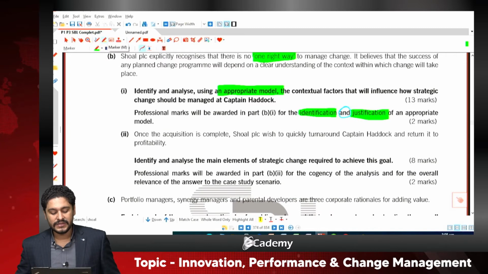Once the acquisition is complete, Shoal PLC wish to quickly turn around Captain Haddock and return it to profitability.